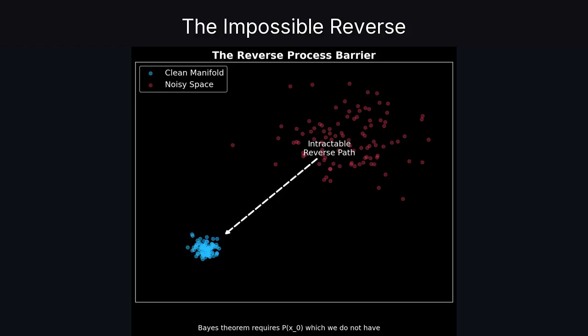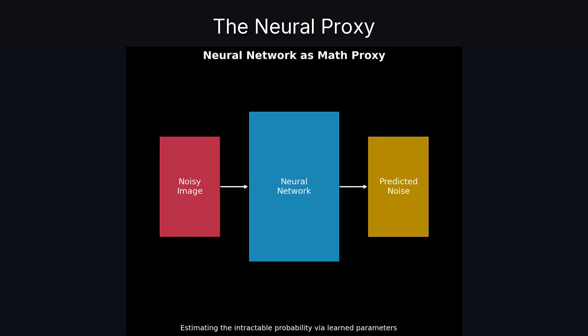Now comes the hard part, the reverse process. If we could calculate the probability of the previous slightly cleaner image given the current noisy one, we could walk backward. But that requires knowing the distribution of all possible images. Since we cannot compute the true reverse probability, we use a deep neural network to approximate it. The AI acts as a proxy, looking at the noisy image and trying to predict exactly what noise was added.